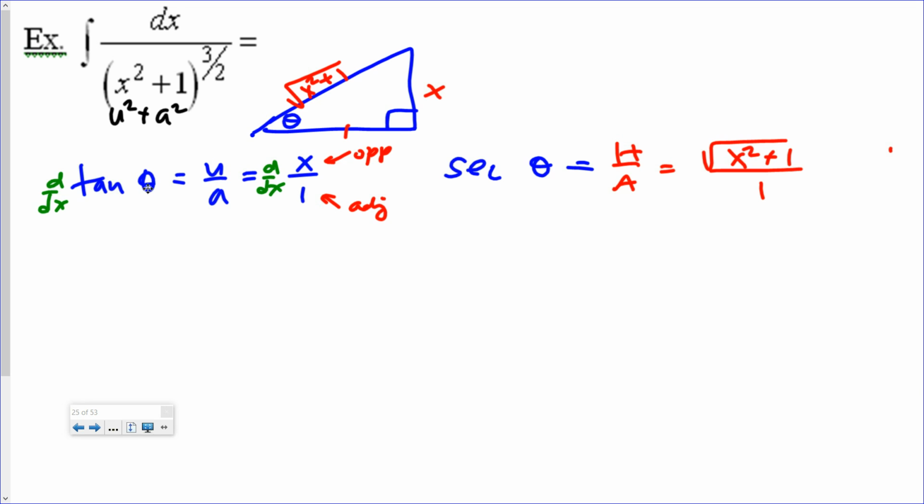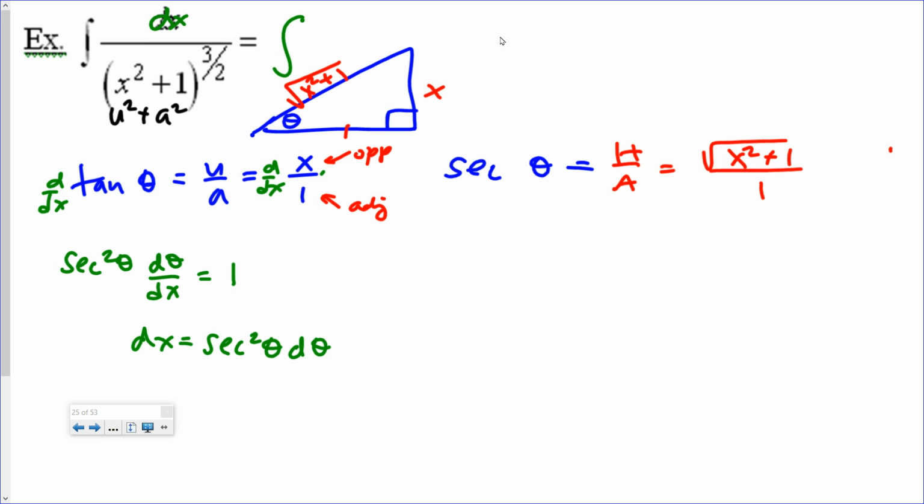Okay? What's the derivative of tangent theta? Secant squared theta, d theta dx. What's the derivative of x? Is that just 1? Then over here, you solve for dx. So dx is going to be equal to, use real algebra, secant squared theta d theta. Just like u substitution, we're going to substitute everything here. Don't forget to substitute the dx.